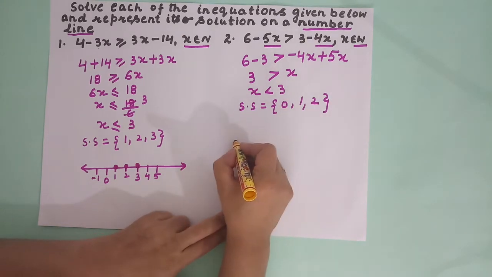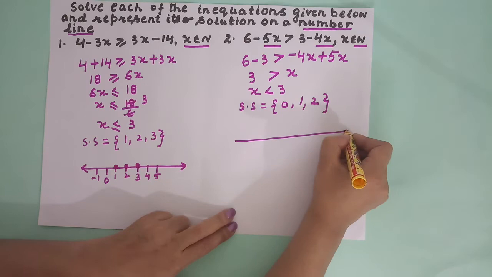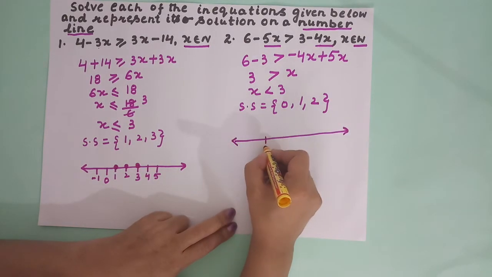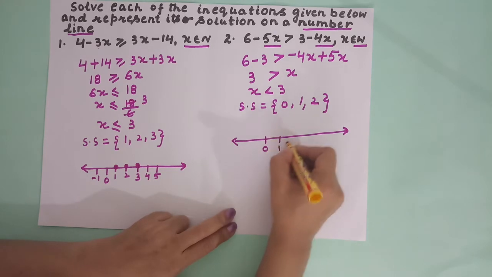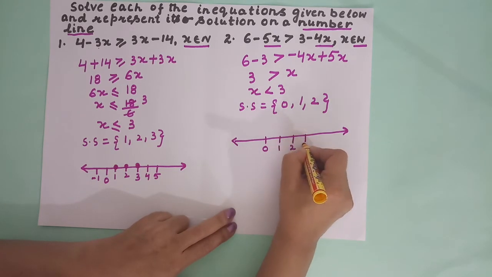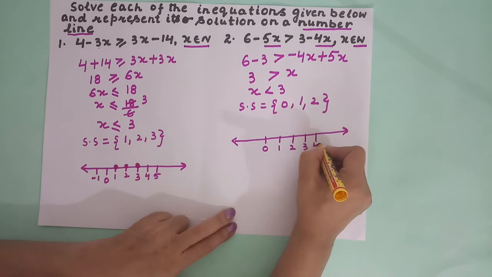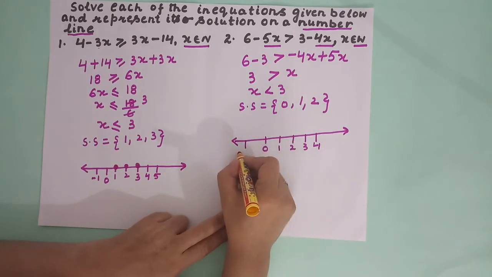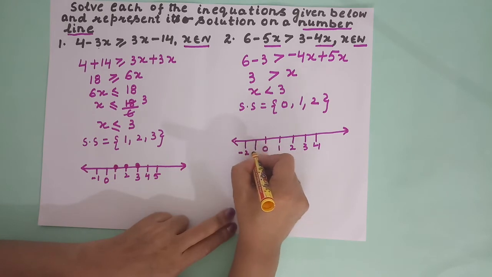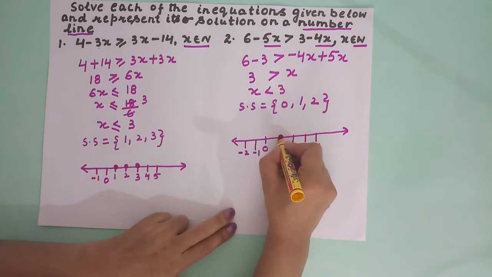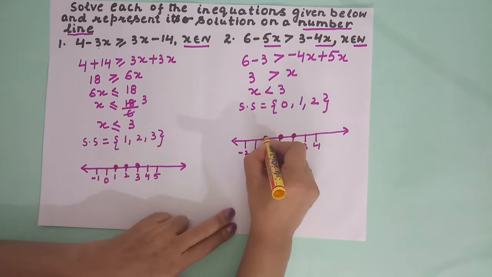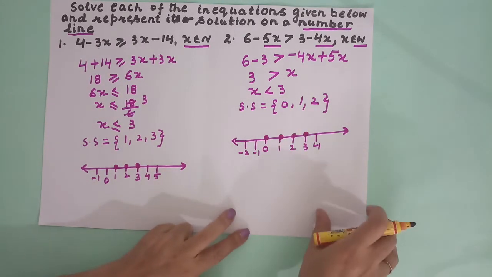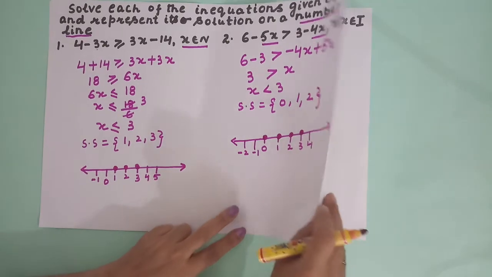Now very simple. How will we represent this on a number line? A straight line, arrows on both sides. This 0 in the middle, 0, 1, 2 in the middle. Then 2 more numbers after this and 2 more numbers before this, minus 2 and minus 1, and then dark circles on 0, 1 and 2. Fine. Let's solve some more examples.